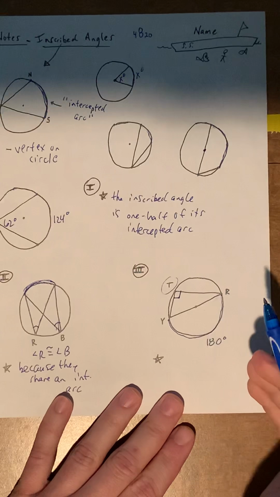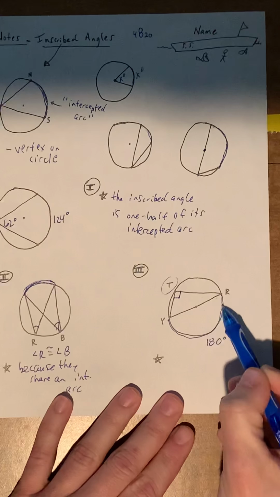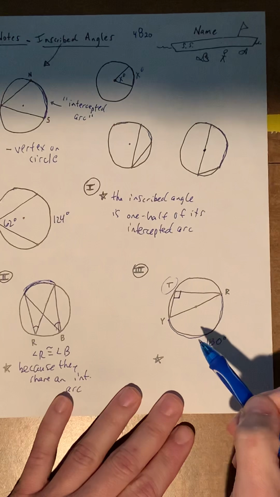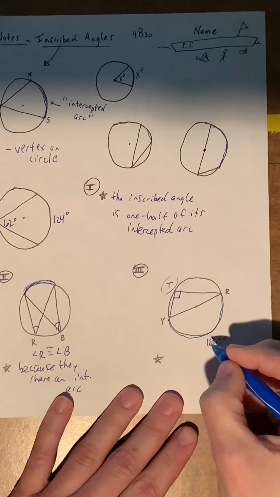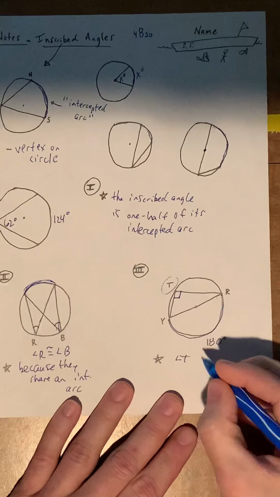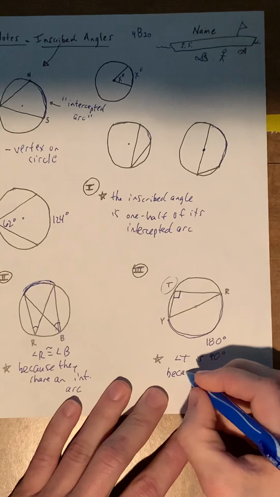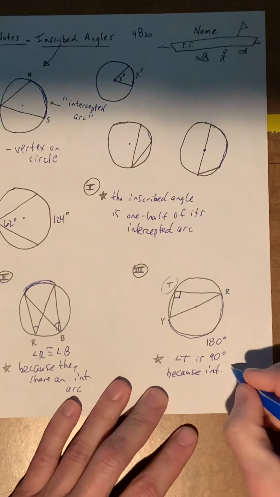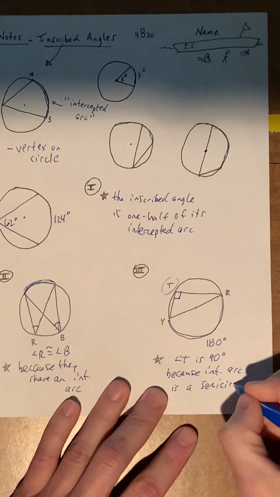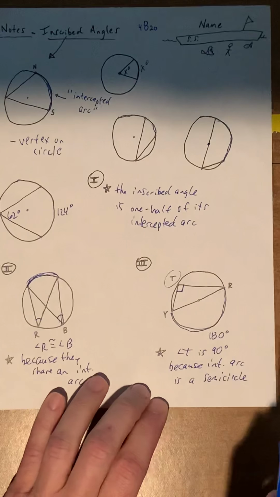Okay, so if you guys ever have an inscribed angle and the intercepted arc is a semicircle, or you have the diameter here, it's got to be a right angle. Okay, so 180 degree intercepted arc means that's a right angle, 90 degrees. So angle T is 90 degrees or a right angle because the intercepted arc is a semicircle, which is 180 and half of that 90, so angle T is a right angle.